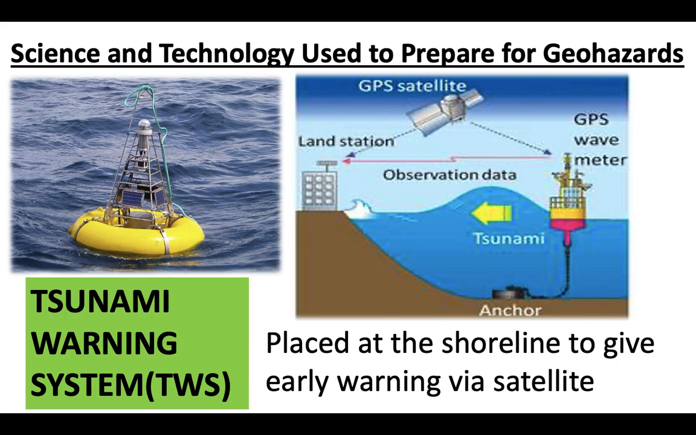We also have tsunami warning system, TWS. So this tsunami warning system is placed at the shoreline to give early warning via satellite. Okay, ni dekat kawasan laut. Sekiranya ada gegaran sikit je, dia boleh warning terus. So, terus sampai kepada HQ yang control lah. Okay, dia bagi warning tu melalui satellite. The GPS satellite akan hantar data kepada land station. So boleh warning about tsunami, boleh berpindah awal-awal dah. Siapa yang kawasan dekat dengan laut, kat pantai ni, boleh bergerak awal, mengurangkan kemusnahan lah daripada tsunami.